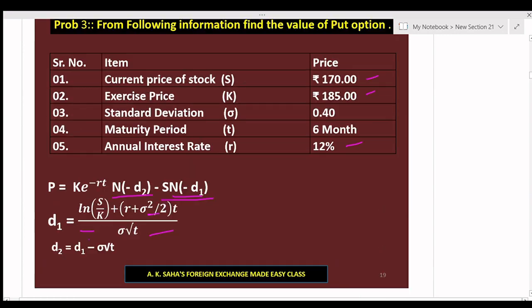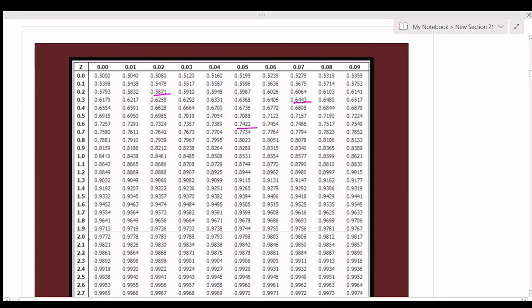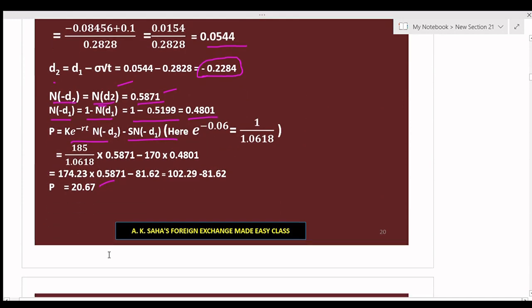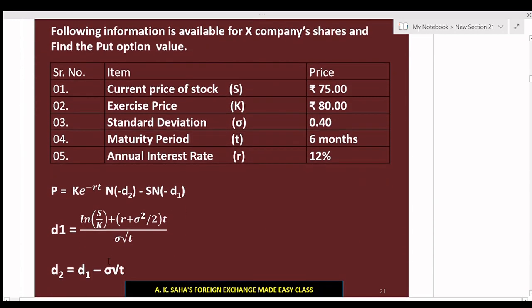The figure is given also in minus form. Here it is given in the positive form. So 1 minus N(d1) is equal to N(minus d1). This is another problem. You can solve it.